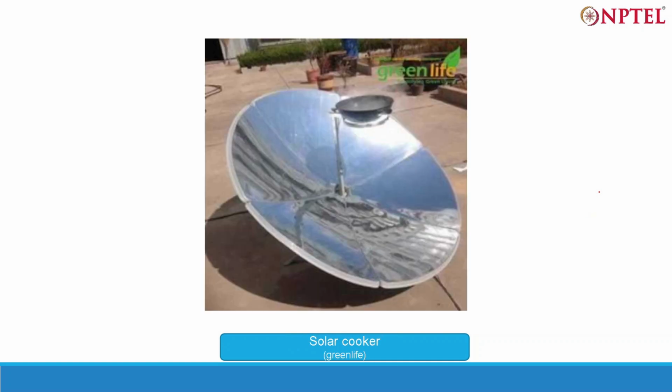So this is basically a solar cooker. This is a parabolic dish collector. It collects the solar rays and focuses them down to this reservoir point, where the cooking apparatus can be placed. And this is how solar cooking works.